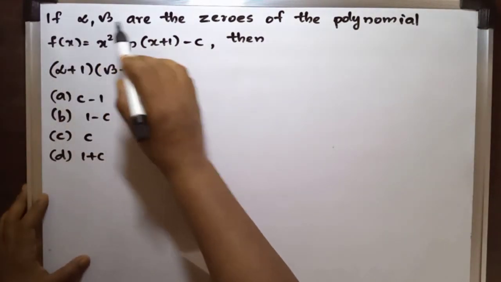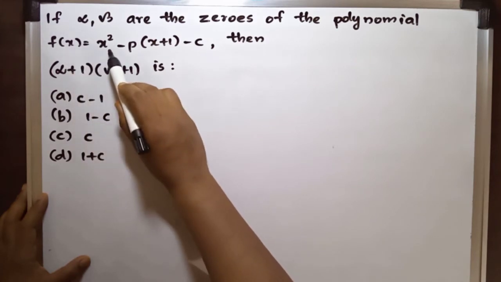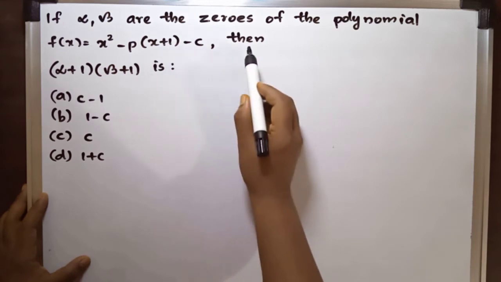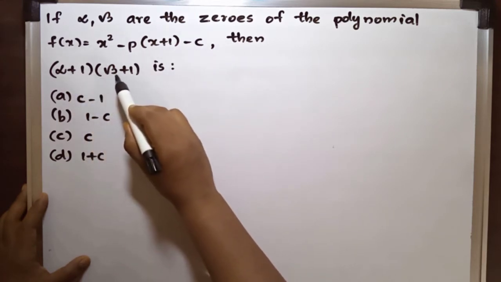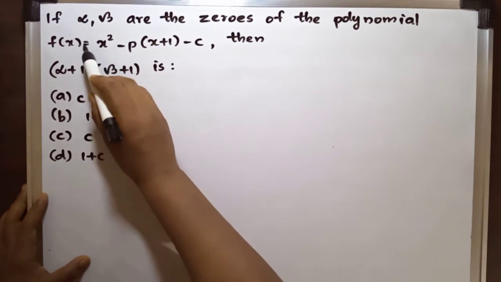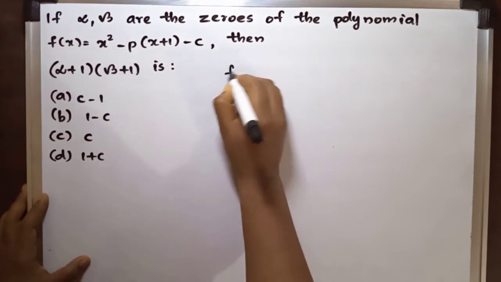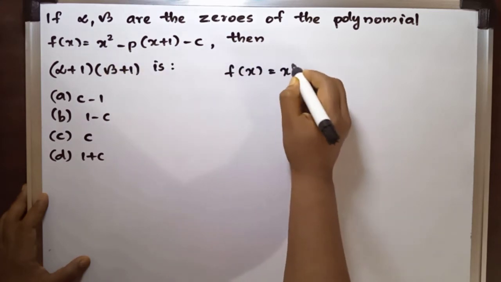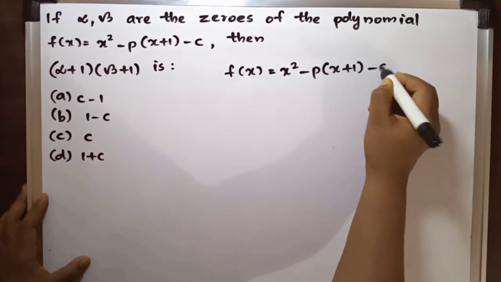If alpha, beta are the zeros of the polynomial f of x is equal to x square minus p x plus 1 minus c, then alpha plus 1 into beta plus 1 is. See, here this is the given polynomial. First, let us write it here. f of x is equal to x square minus p into x plus 1 minus c.